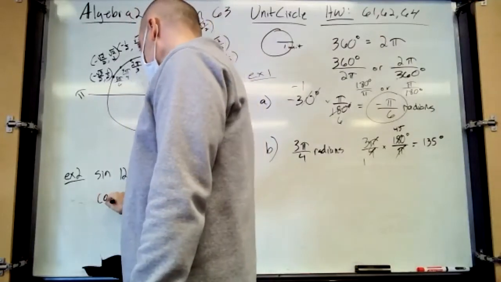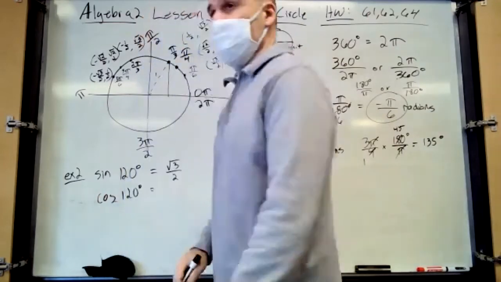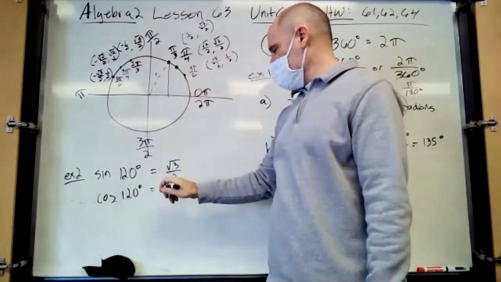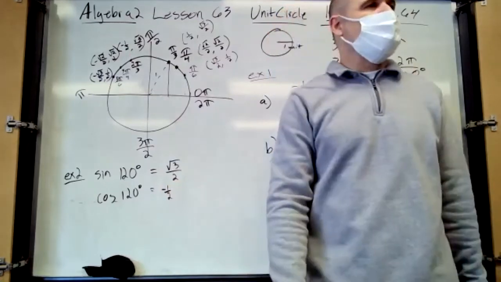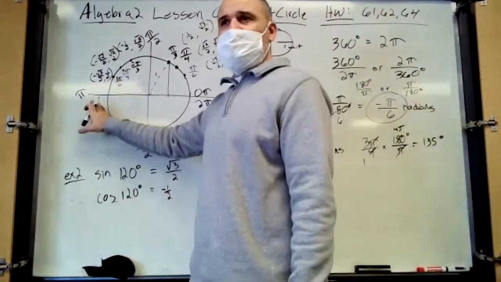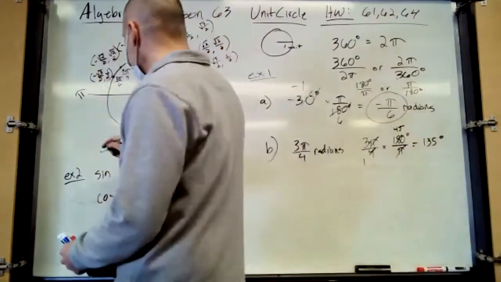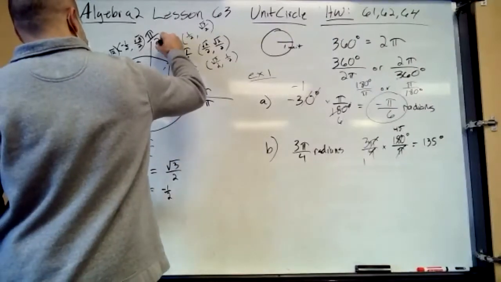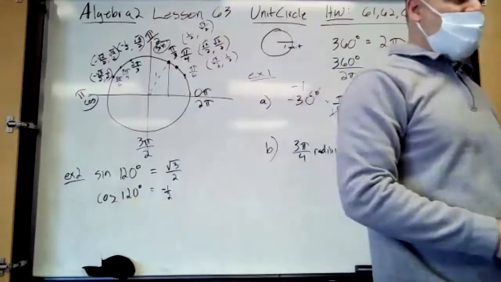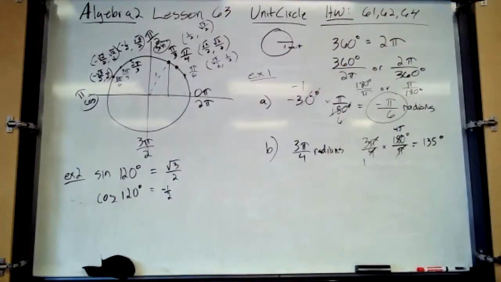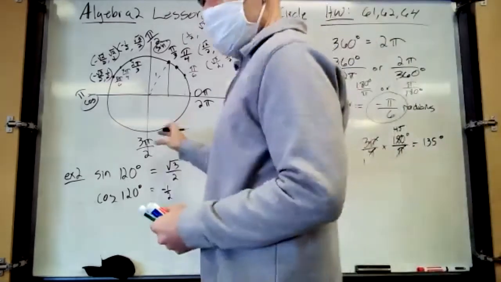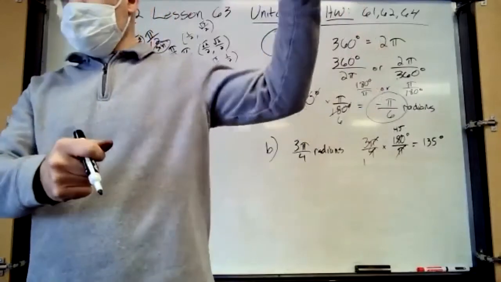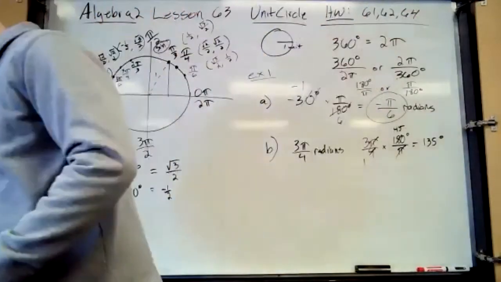What's the cosine of 120 degrees? What's the x value? -1/2. Okay? So think of this as not an x-axis and a y-axis, but this is your cosine, and this is your sine. Okay? So your y values are going to be your sines, and your x values are going to be your cosines. That's what makes this unit circle nice. You can just look at that, go to 120 degrees, find the y value if you're looking for sine, find the x value if you're looking for cosine, and you're done.